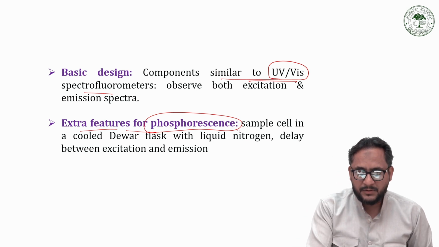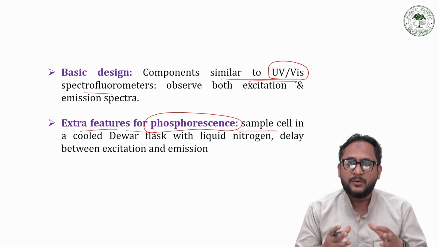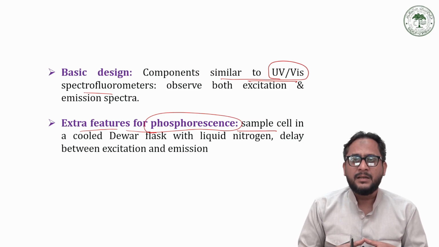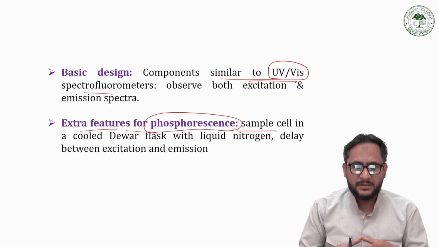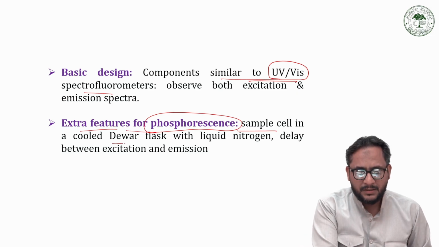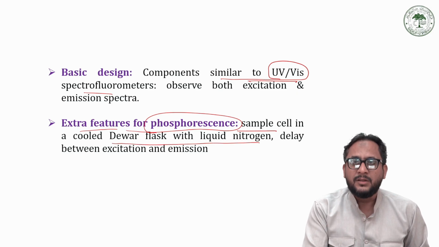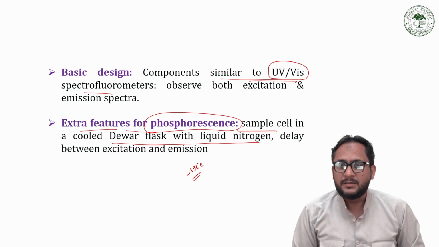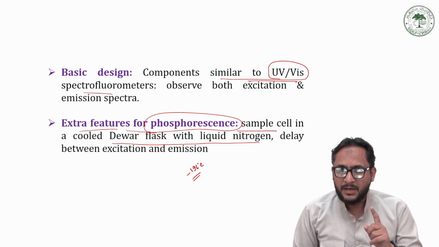For observing fluorescence, we keep the sample at low temperature to properly observe the phenomenon, and maintaining that low temperature is possible by cooling the sample tube with liquid nitrogen, whose temperature is around -196 degrees Celsius, and this is only possible with a Dewar flask.